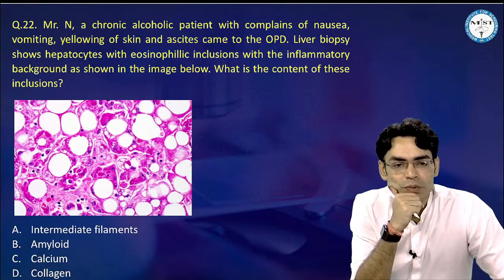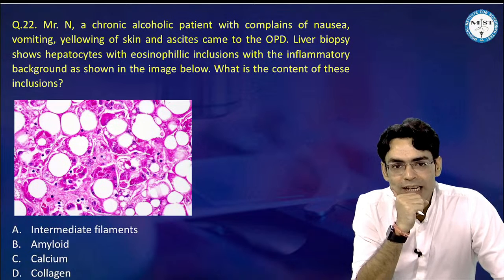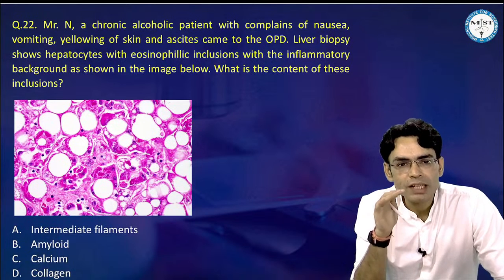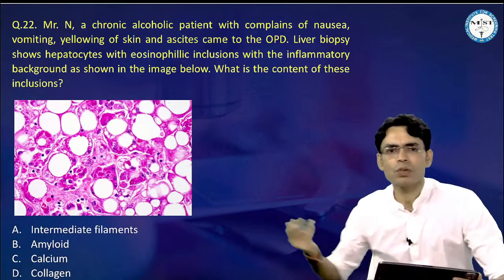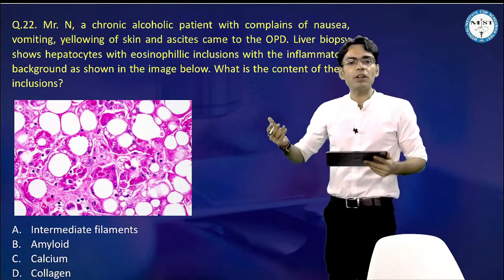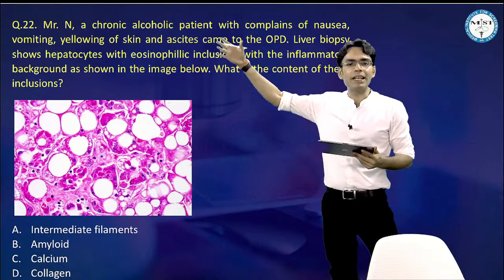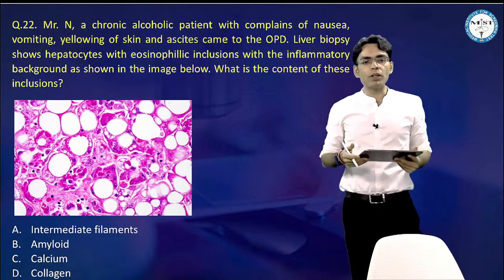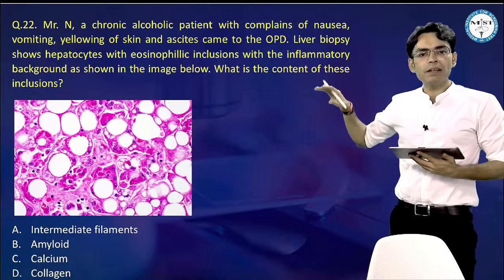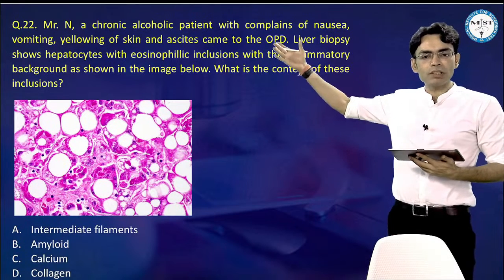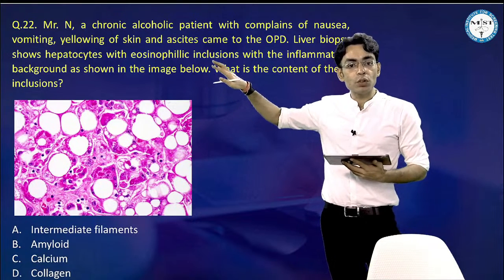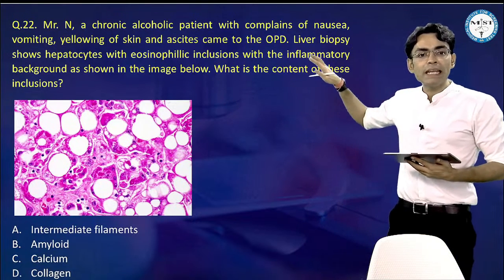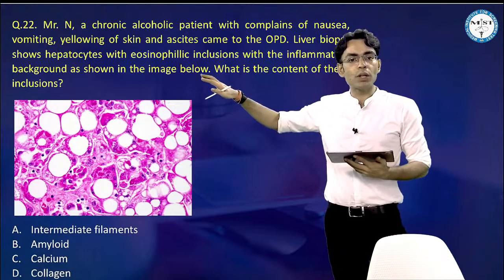Question number 22. Mr. N, a chronic alcoholic patient with complaints of nausea, vomiting, yellowing of skin, and ascites came to the OPD. So whenever we are talking about any kind of disease where we have nausea, vomiting, jaundice, liver involvement will be there. In the OPD, when the person came, he was complaining of all that. Liver biopsy shows hepatocyte with eosinophilic inclusions with the inflammatory background as shown in the image below.